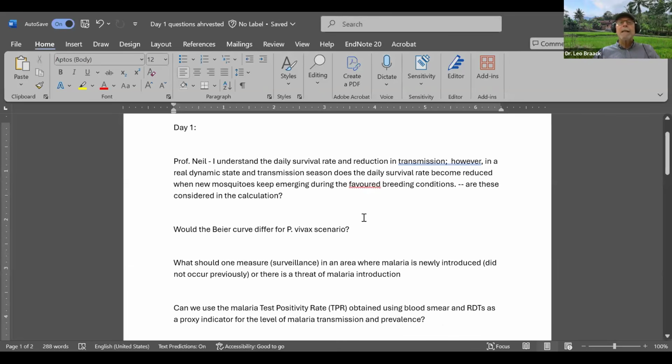Prof. Neil, I understand the daily survival rate and the reduction in transmission. However, in a real world dynamic state and in a transmission season, does the daily survival rate become reduced when new mosquitoes keep emerging during the favored breeding conditions? Are these considered in the calculation? I think there's a misunderstanding on the part of the person posing this question. Can you just clarify that? Let me not answer the question. You go ahead, please, Neil.